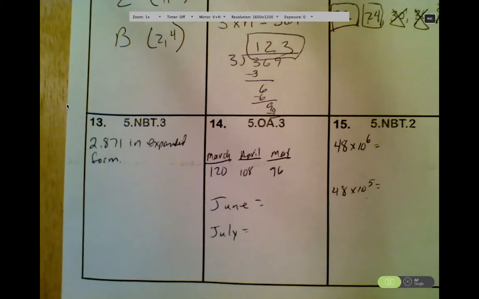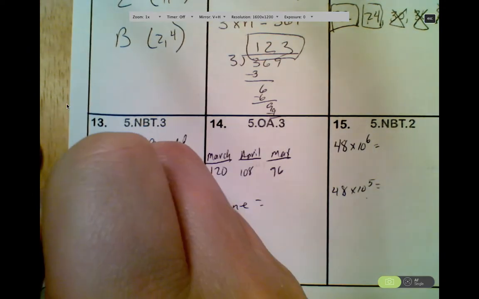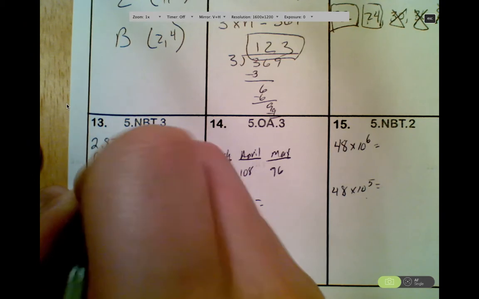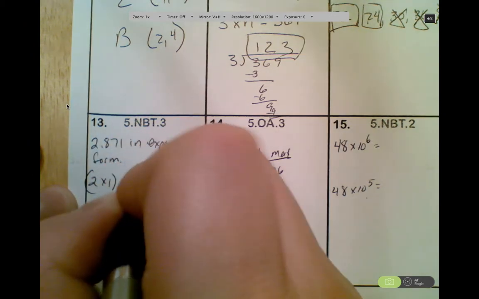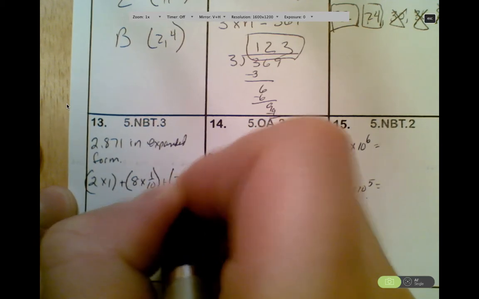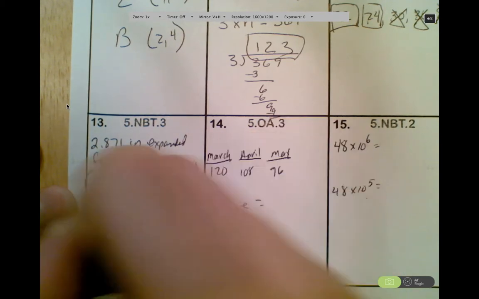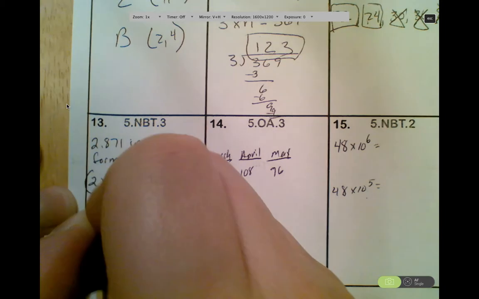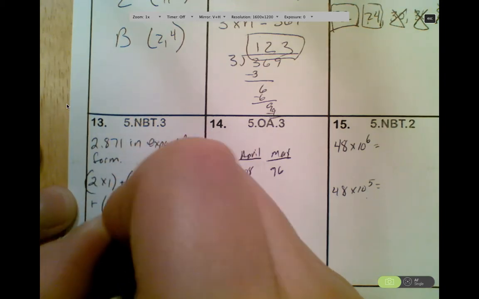So enjoy. Number 13, 2 and 871 thousandths in expanded form. So that's 2 times 1 plus 8 times 1/10 plus 7 times 1/100 plus 1 times 1/1,000.